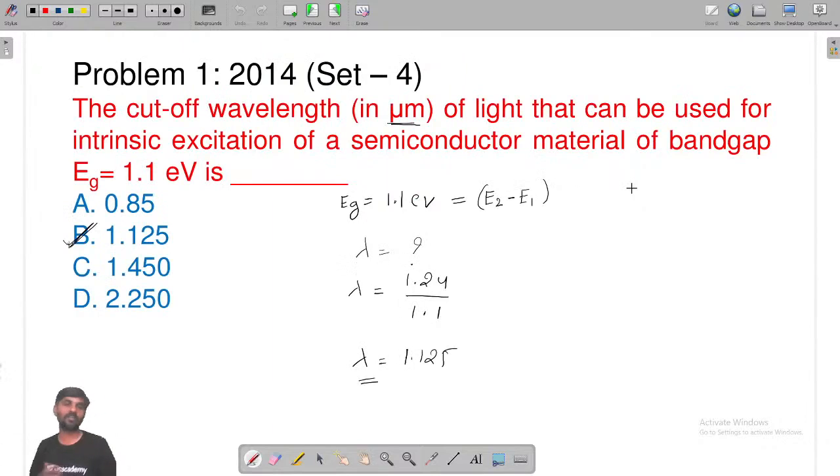And we have discussed one problem, the cutoff wavelength problem. This is from 2014. So don't think that you will get all big problems. No, you may not get all big problems. You will get this kind of problem also, which can be solved by any student.